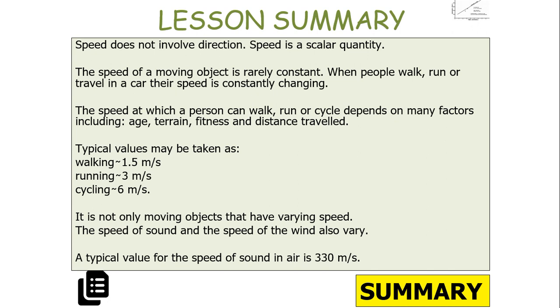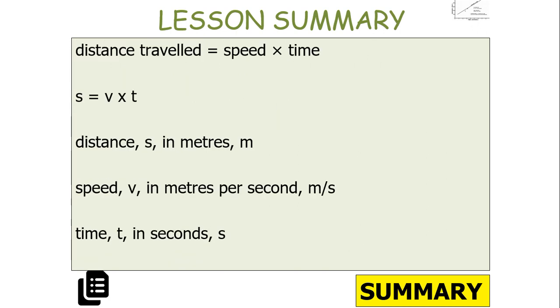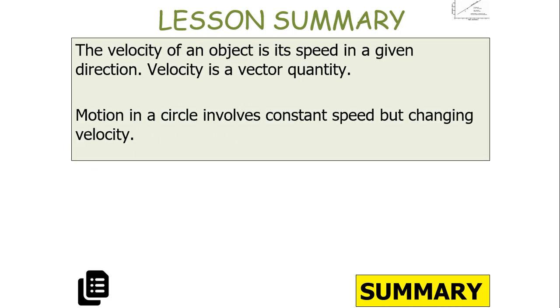Now, the speed of sound, the speed of wind can also vary, but the typical speed for sound in air is 330 meters per second. We can work out speed by saying speed equals distance over time, or distance equals speed times time, and the velocity of an object is its speed in a given direction, and velocity is a vector quantity. But motion in a circle involves constant speed but change in velocity.